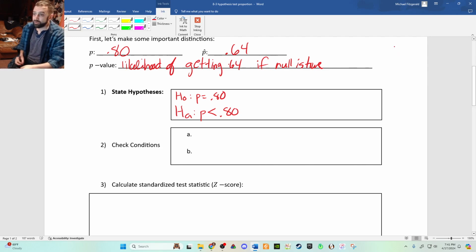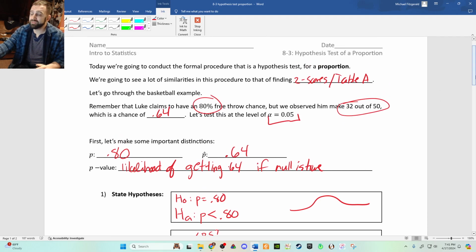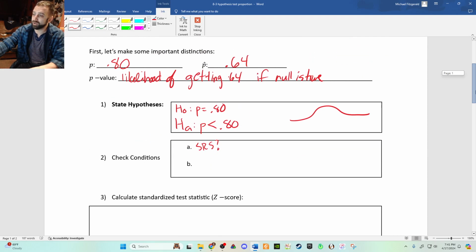So we're gonna do this using the normal curve. We gotta check our conditions. Of course, we want to see, are we given a random sample? In this case, if we're talking about free throws, we should reasonably assume that each attempt is taken independently of one another.